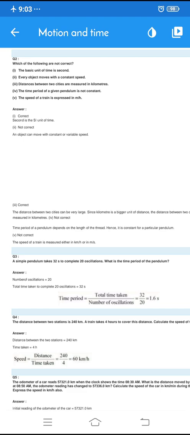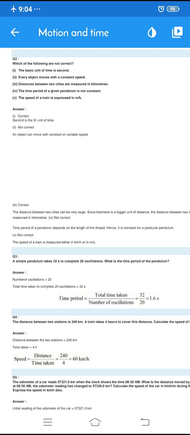The basic unit of time is second. Yes, it is correct. The second is the SI unit of time. Every object moves with a constant speed. Is it right? No, every object may not go at a constant speed. It may go at any speed, right? So it is incorrect. Distance between two cities is measured in kilometers. Am I right or not?